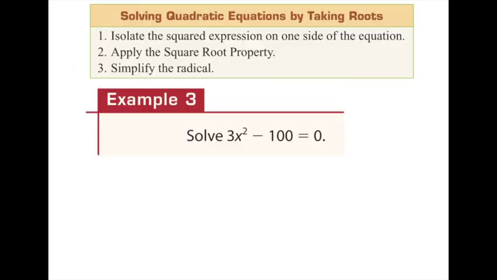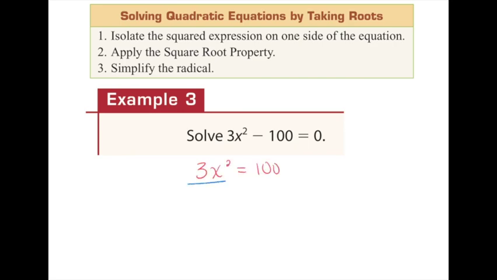All right, so when you're solving, you have to know how to simplify those radicals, and you have to know the process to actually solving. You are going to want to get that variable squared completely by itself, all right, including the coefficient. And so the first thing I'm going to do is I'm going to move this 100 over. So I'm going to add the 100 to both sides. I'll get 3x squared equals 100.